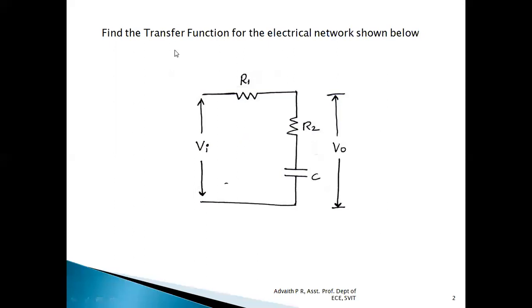So we already know the basic definition of transfer function. The Laplace transform of output to the Laplace transform of input gives us the transfer function. So V0 of S divided by Vi of S gives us the transfer function. In order to obtain it, we need to first convert this electrical network into the S domain.